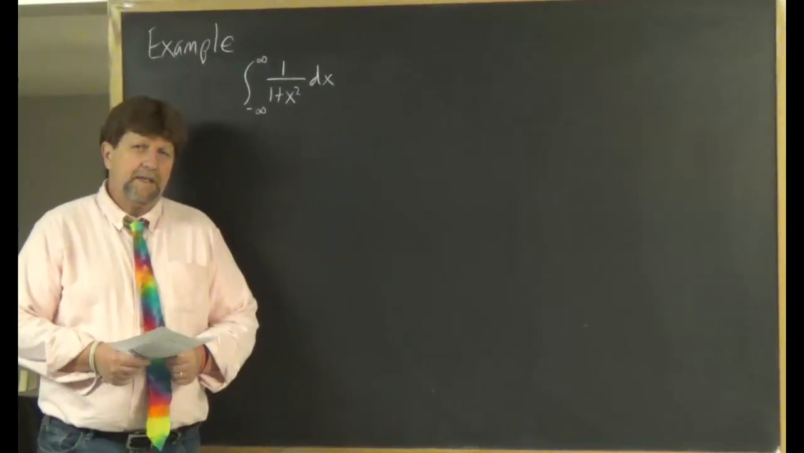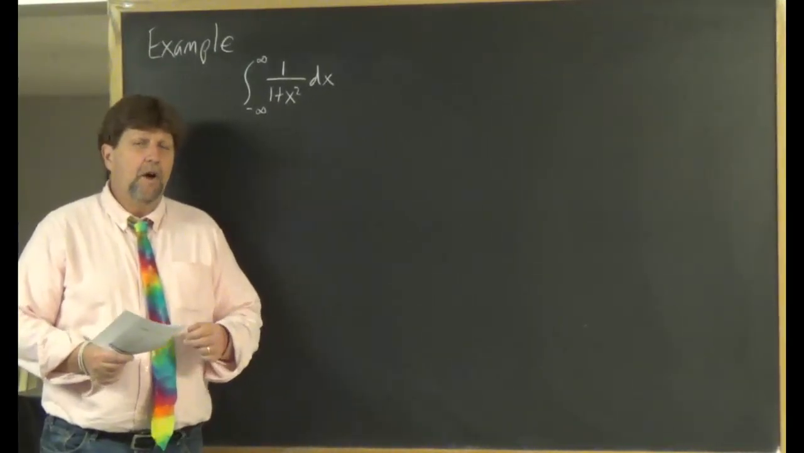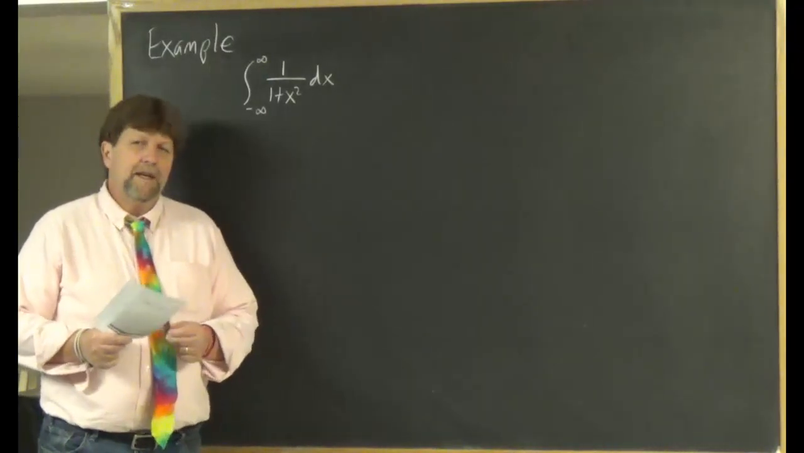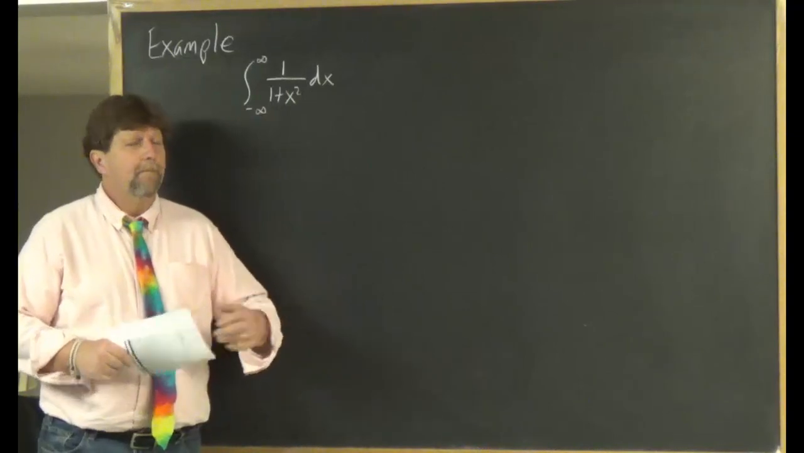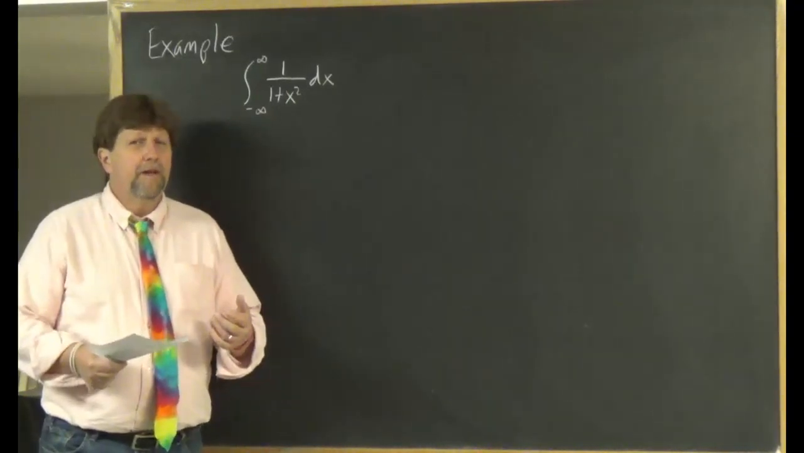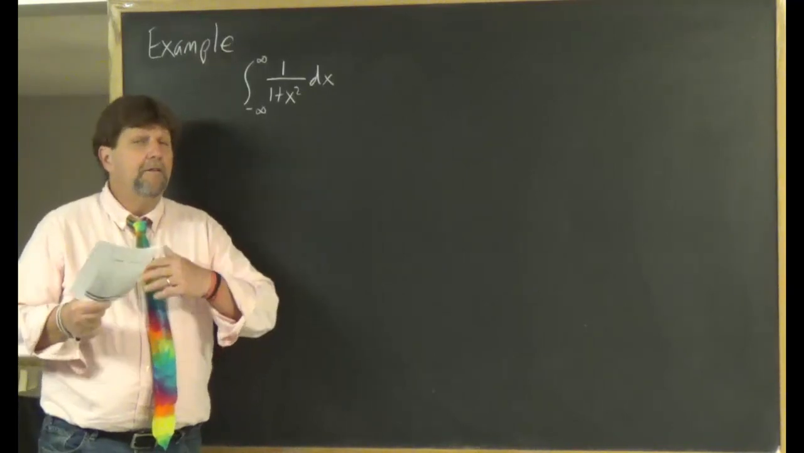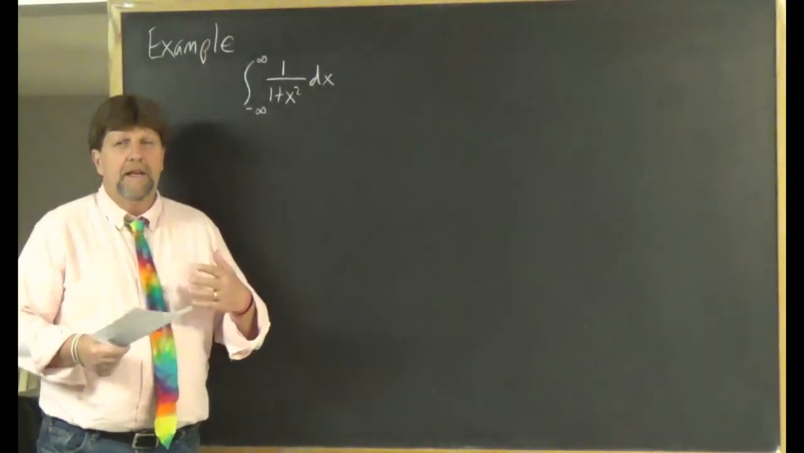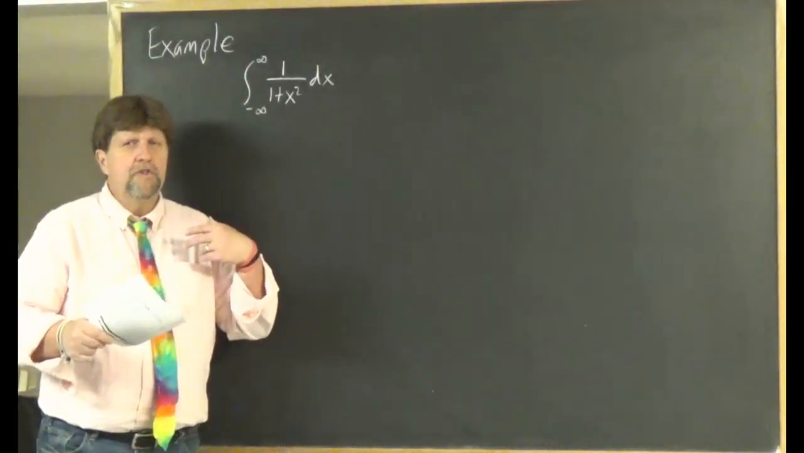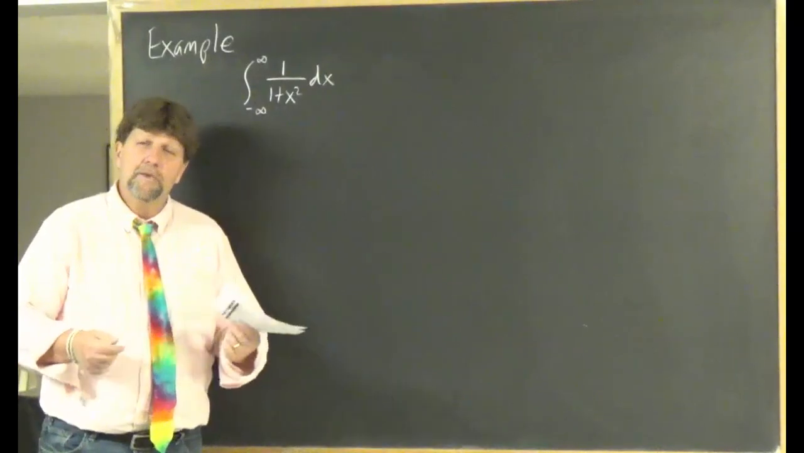All right, in this example, we're going to integrate from negative infinity to infinity 1 over 1 plus x squared dx. So we're integrating over the entire real number line. This is an improper integral, no doubt about it. And the first thing we have to do is find a convenient value for x to break up the integration so we can write it as two separate improper integrals. I think a convenient value for x would be 0.